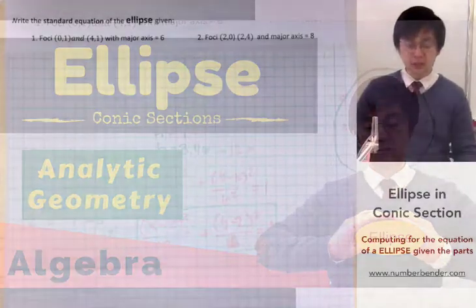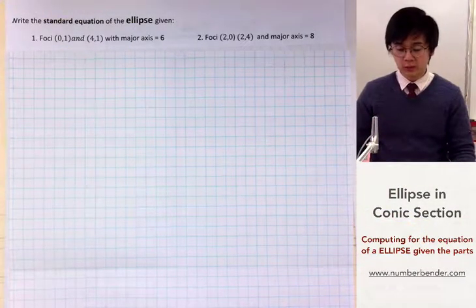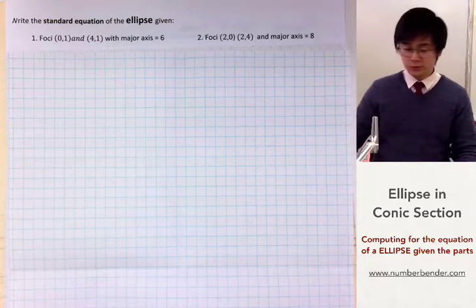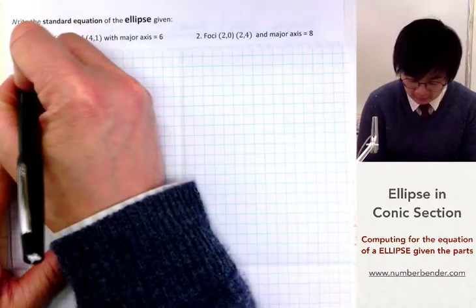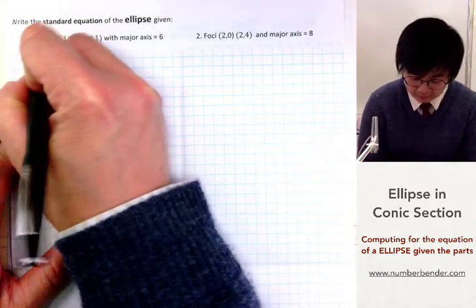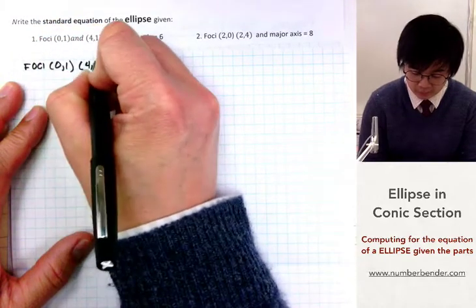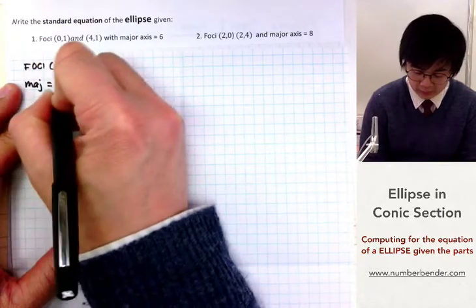Today we're going to be working on analyzing an ellipse, and we have two problems here with a given foci and major axis. So to start with, we're going to be graphing the given information, and that's the foci, which is at (0, 1) and (4, 1), and the major axis equal to 6.